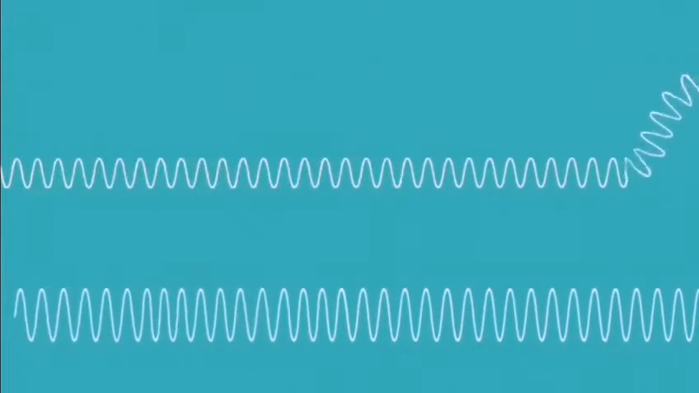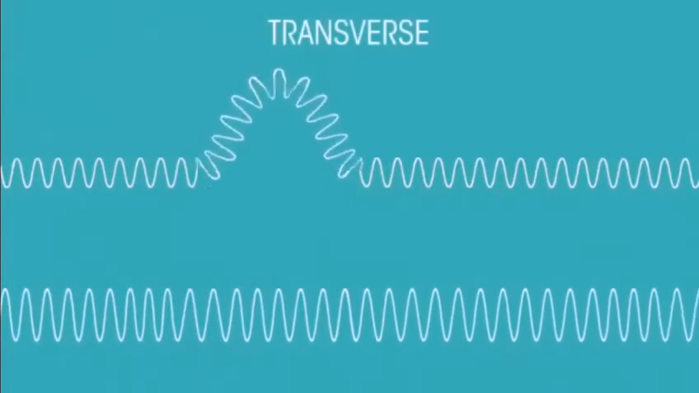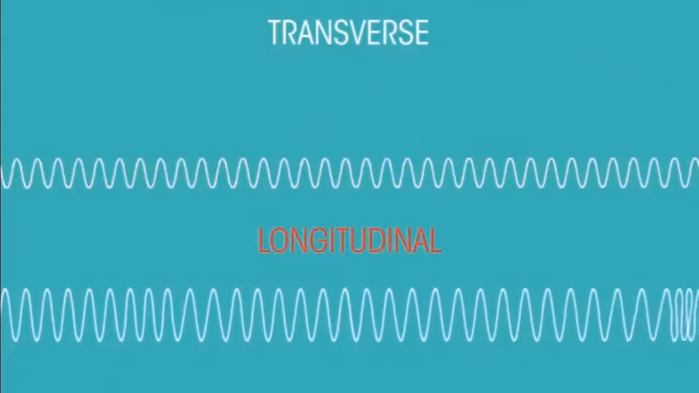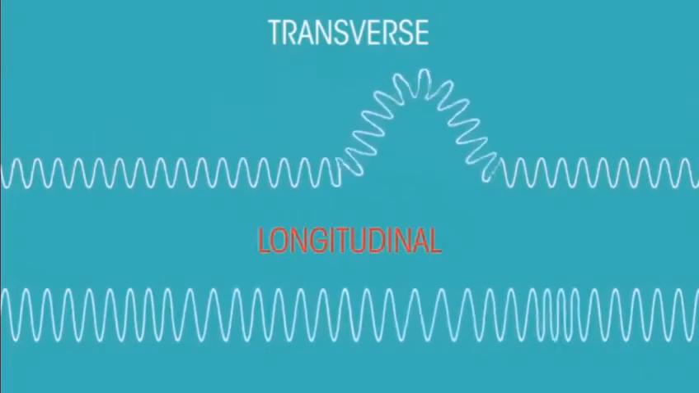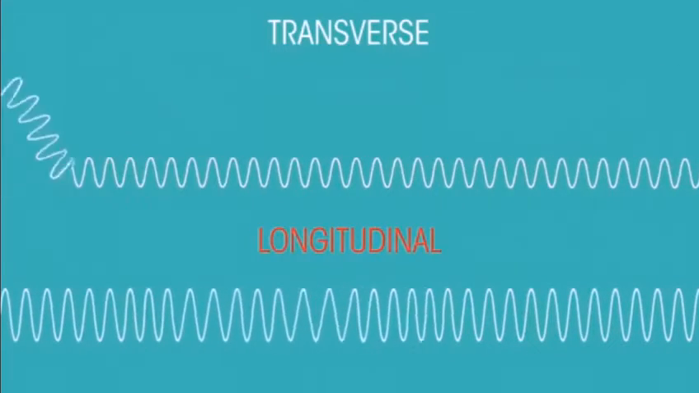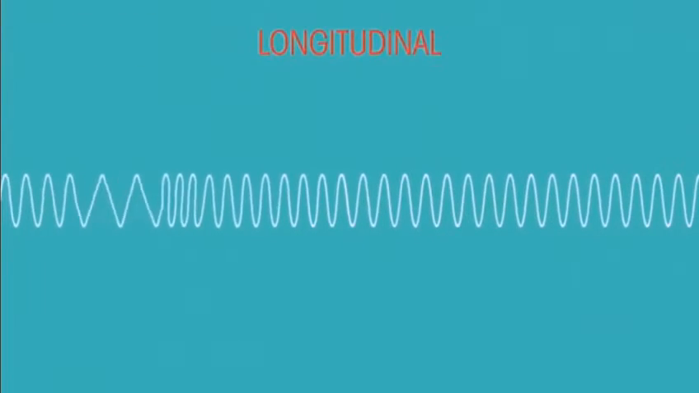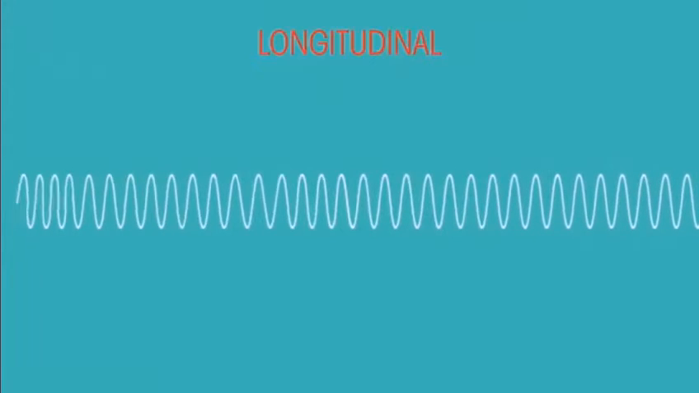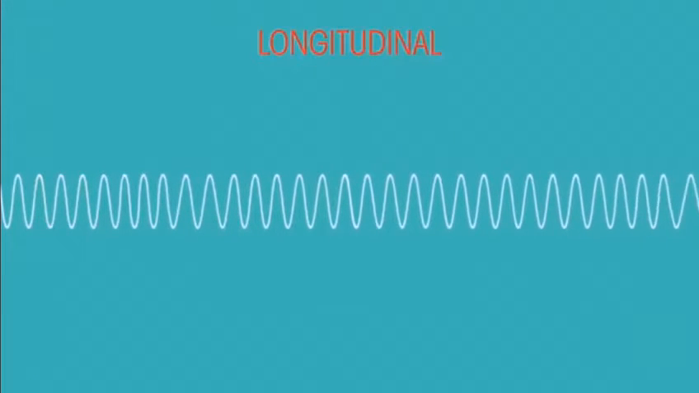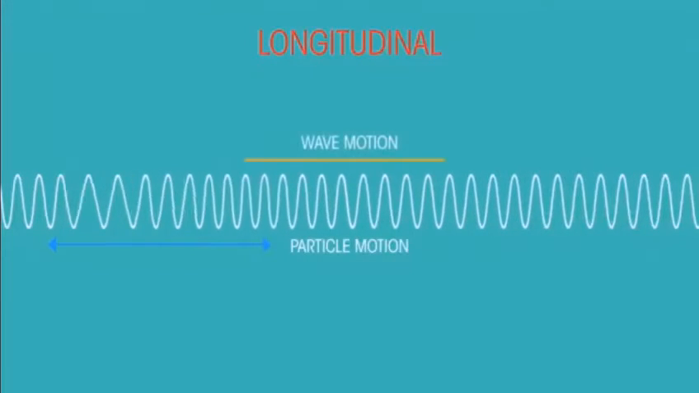Waves are produced as a result of vibrations and can be classified as transverse or longitudinal. Whether they're transverse or longitudinal depends upon how the particles are made to vibrate as the energy passes. Let's look at longitudinal first. This is where the particles vibrate parallel to the direction in which the wave of energy is traveling.